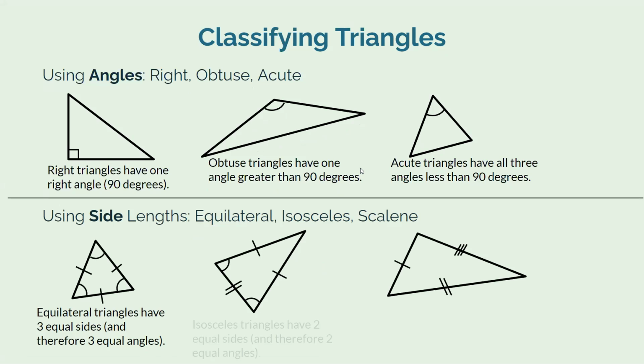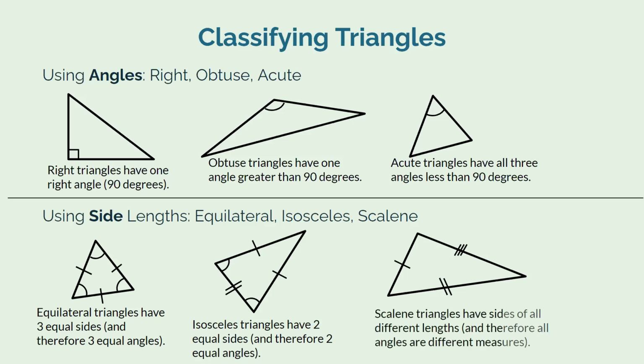The next kind of triangle is an isosceles triangle. An isosceles triangle has 2 equal sides, and that means that it also has two equal angles. The final type of triangle is a scalene triangle. A scalene triangle has three sides like all other triangles, but all three of these sides have different lengths, meaning all three of the angles also have different degree measures. And we can pause to let you write this down.